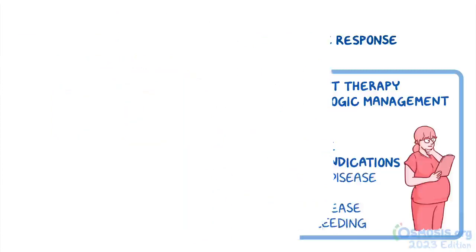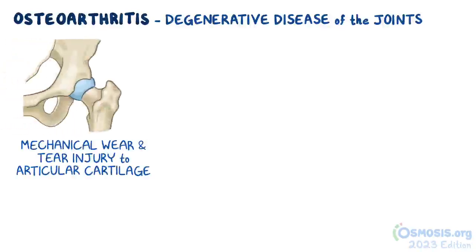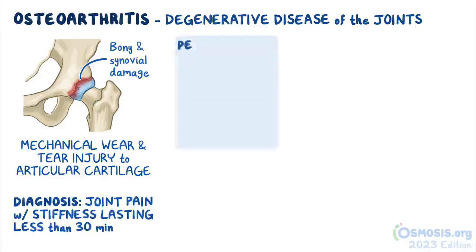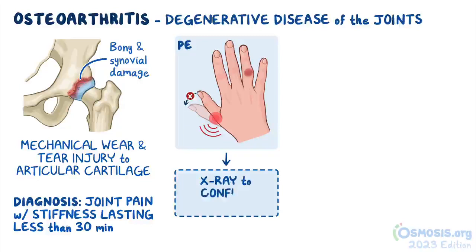All right, as a quick recap, osteoarthritis is a degenerative disease of the joints characterized by mechanical wear and tear injury to articular cartilage, resulting in bony and synovial damage. Diagnosis is made clinically based on joint pain with stiffness lasting less than 30 minutes. Physical exam typically reveals tenderness along the joint line, crepitus, limited range of joint motion, and bony enlargement. This should be enough to diagnose osteoarthritis, but if you're still not sure, order an X-ray to confirm the diagnosis.